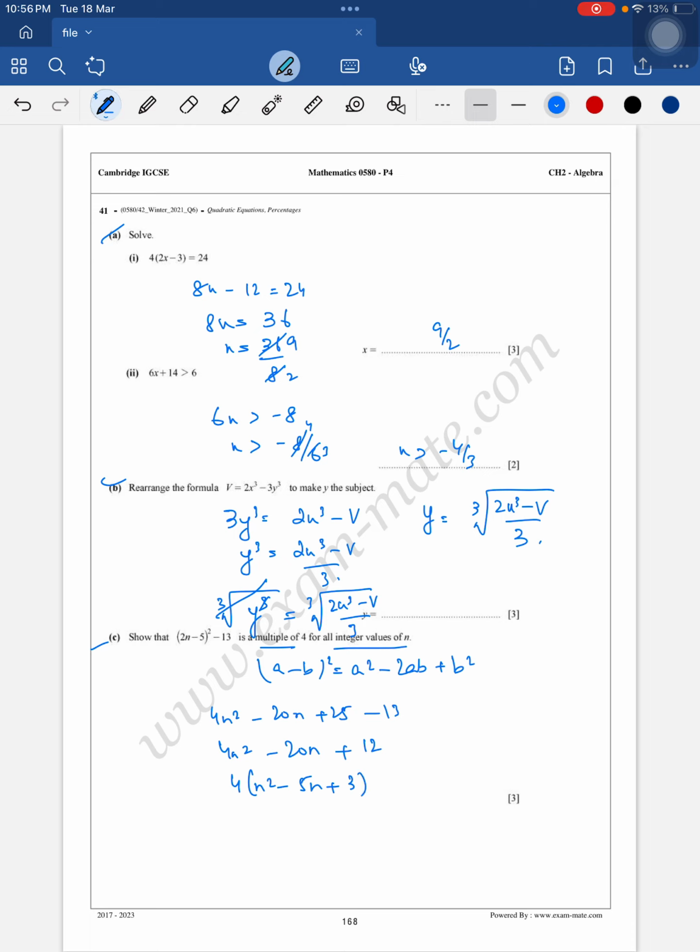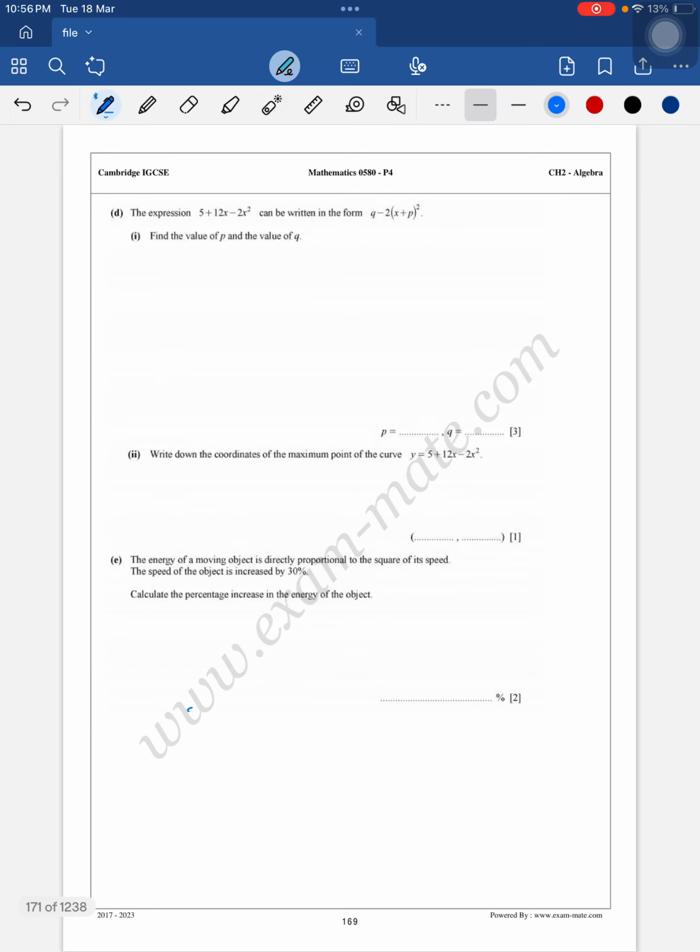Now what I should see over here is whatever term I obtain after solving this by putting n as 1, 2, 3, I will be multiplying that term by 4. It means it will be a multiple of 4. Clear?